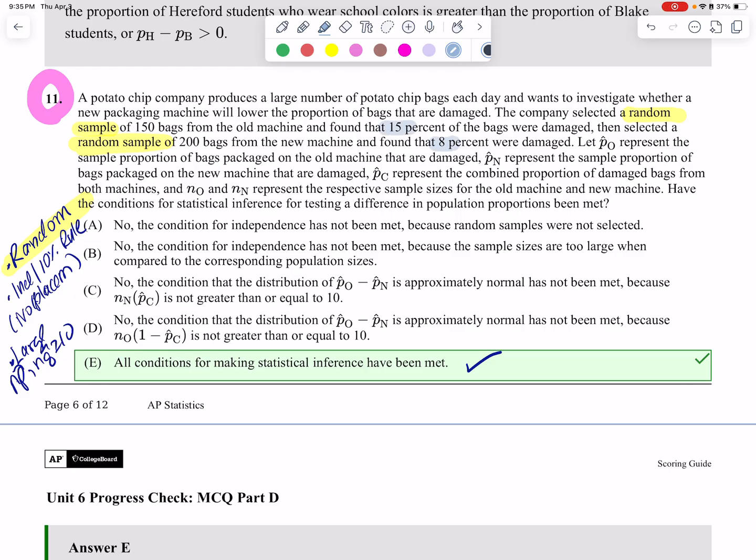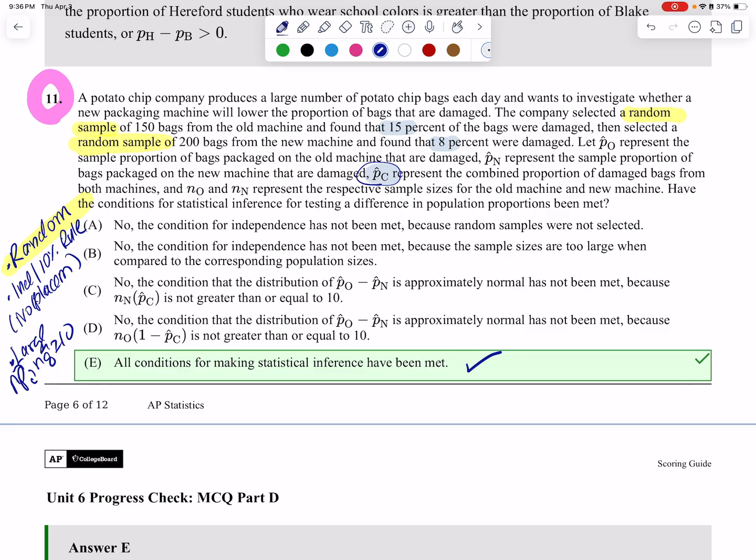Let p-hat O represent the sample proportion of bags in the old machine damaged, and p-hat N represent the sample proportion of the new bags. And then p-hat C is the combined. So let's combine them. If I combine them, I have 15% of the old one and 8% of the new one. And remember, we do have to find p-hat C.